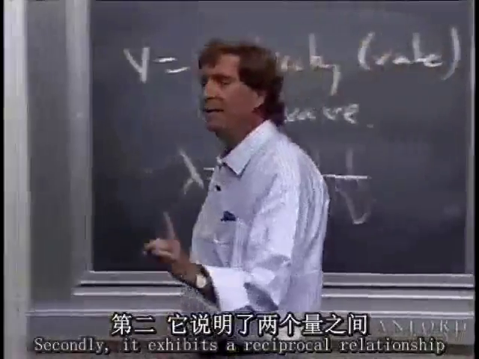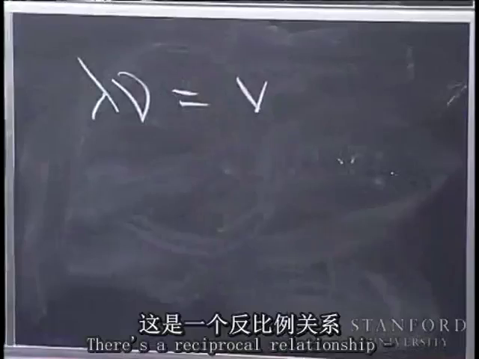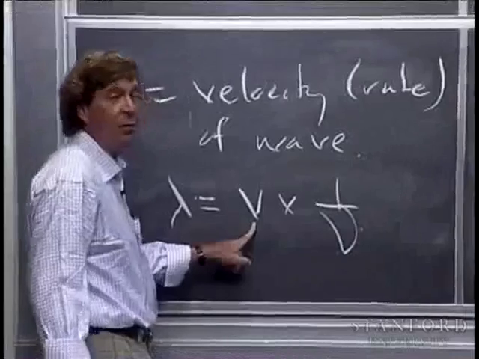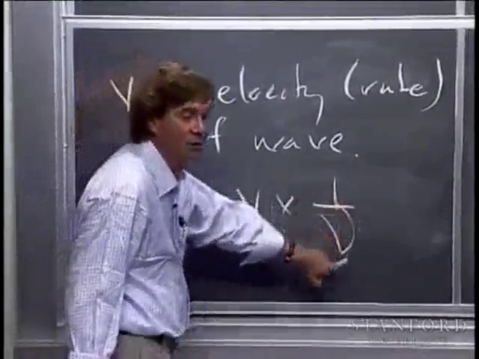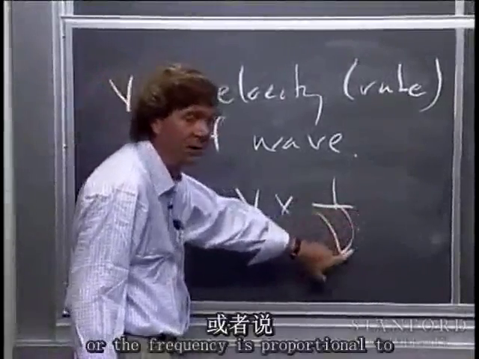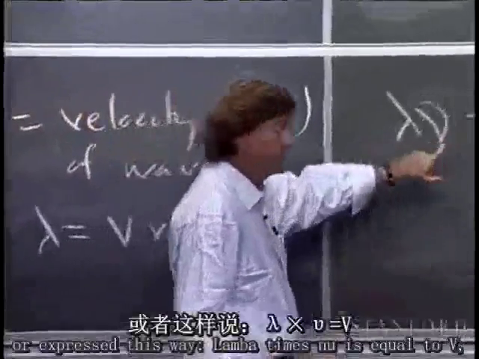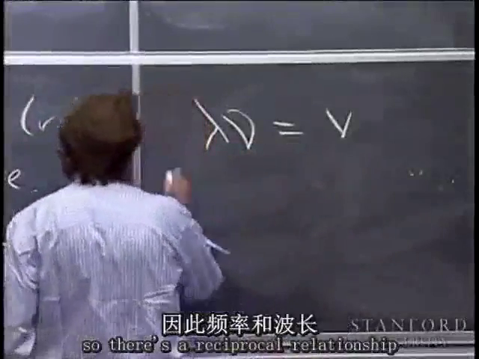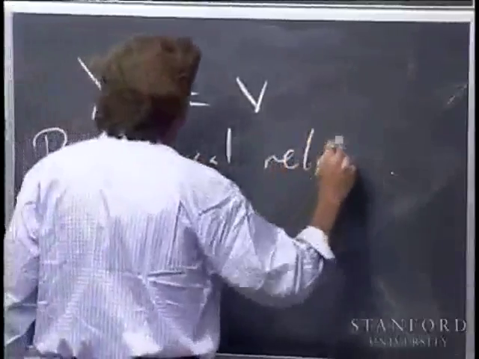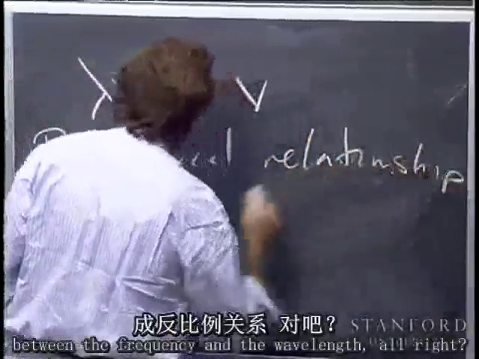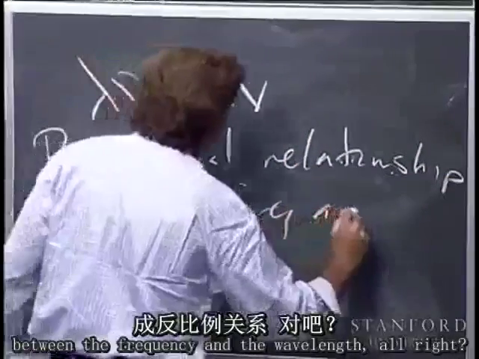Secondly, it exhibits a reciprocal relationship between the two quantities. All right? There's a reciprocal relationship. You can see it more clearly over here, where the constant of proportionality or inverse proportionality is the velocity. All right? Lambda is proportional to the reciprocal of the frequency, or the frequency is proportional to the reciprocal of the wavelength. At any rate, or expressed this way, lambda times nu is equal to v. So there's a reciprocal relationship between the frequency and the wavelength.